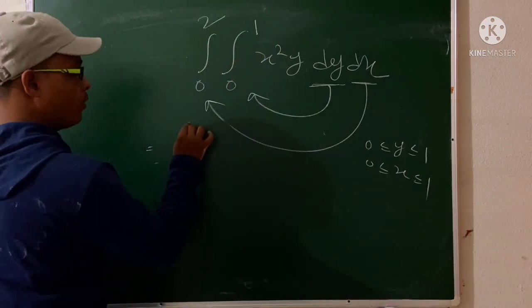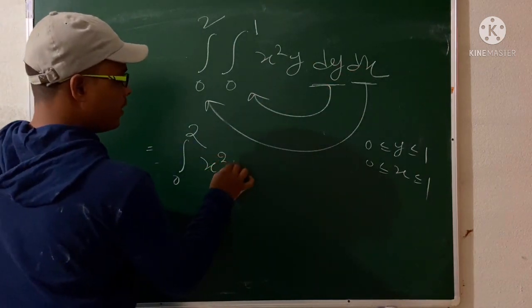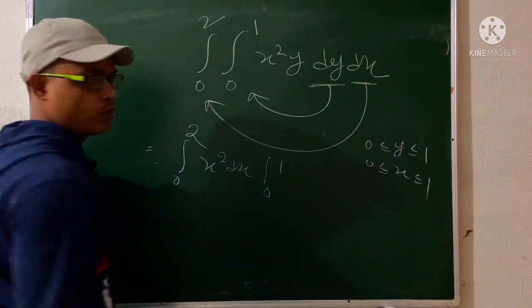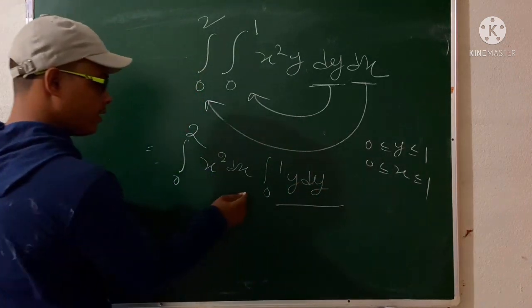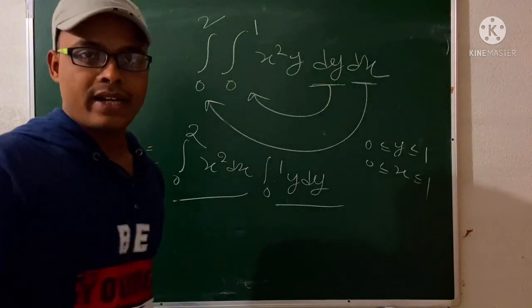So what will we do? We write 0 to y, and this is the x term, so this will be x square dx. Then 0 to y, so 0 to 1 here. Who is the 0 to 1? It is y, so this will be y to y. Now you integrate this, multiply, and you will get the answer. So this is one technique.